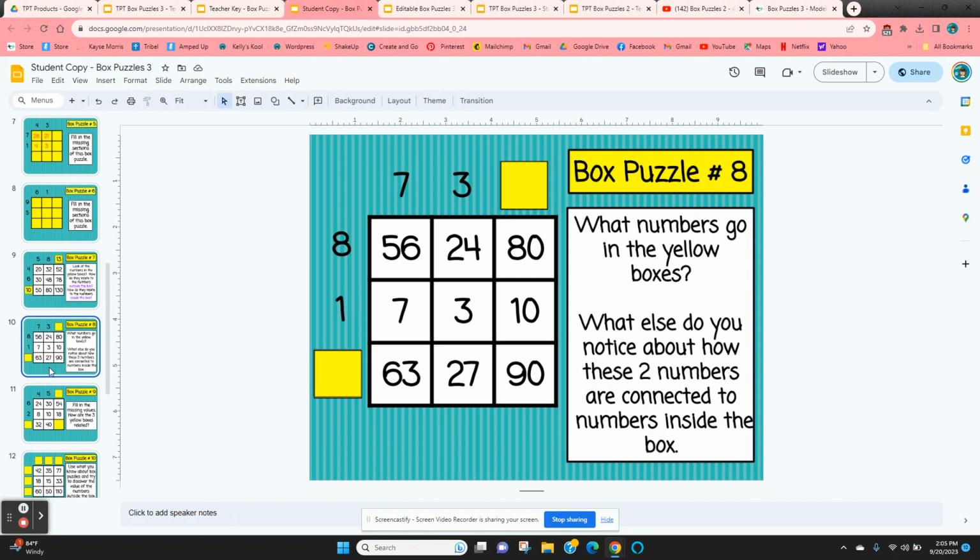The next box puzzle, students are going to try to figure out what those two numbers are. Well, multiplied together, the product will be 90. But if we add straight down here, we're going to get 9. And if we add going across, we get 10. 10 times 9 is 90, and that works.